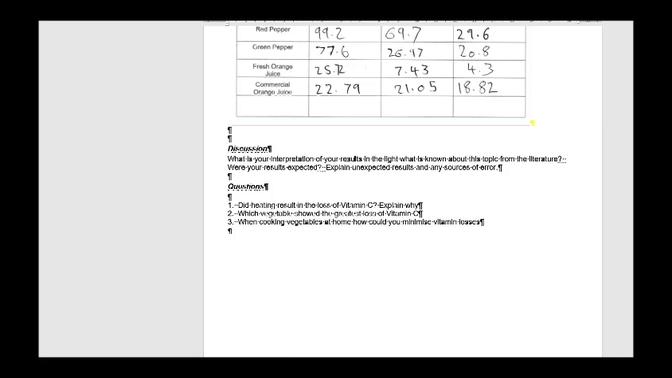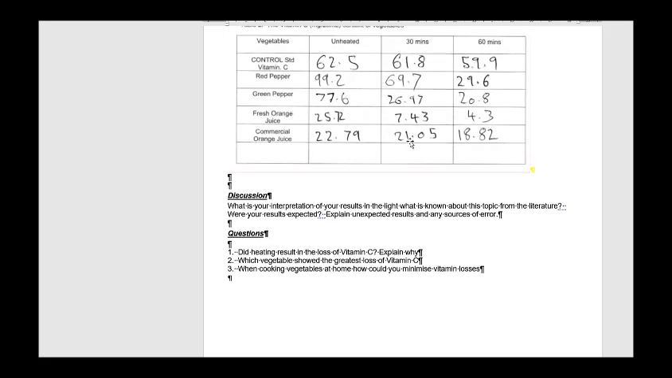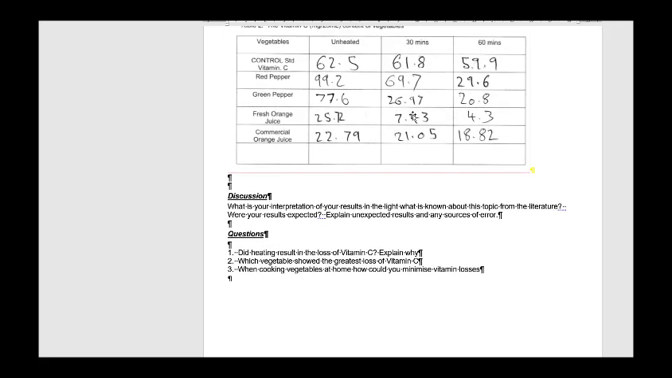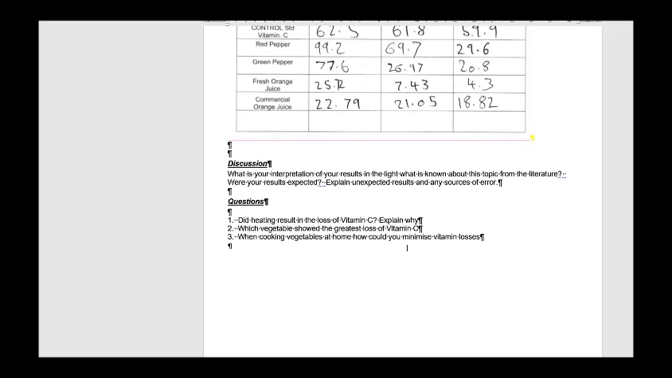All right, so you should be able to write a brief discussion using last year's results, and then you can talk about the questions. Did you lose vitamin C? Yes, in the natural fruits and vegetables you did, but in the artificial ones, the control and also the commercial UHT orange juice, there was no significant loss because it's a synthetic vitamin C. And then which vegetable showed the greatest loss? Well, just looking at it, it seems to be the fresh orange juice, but you'll need to do some calculations.